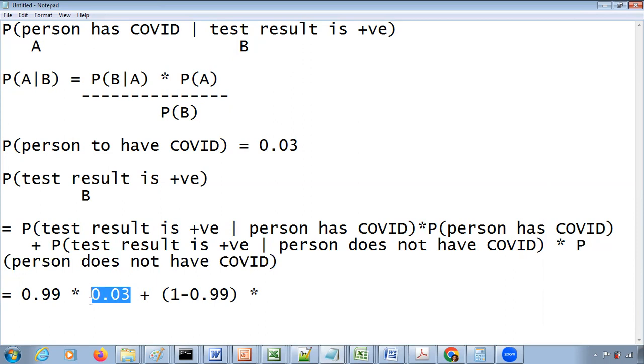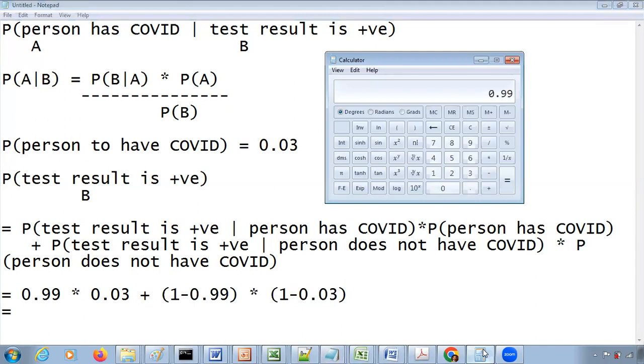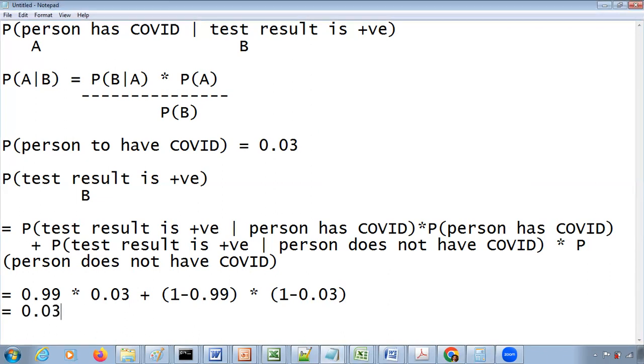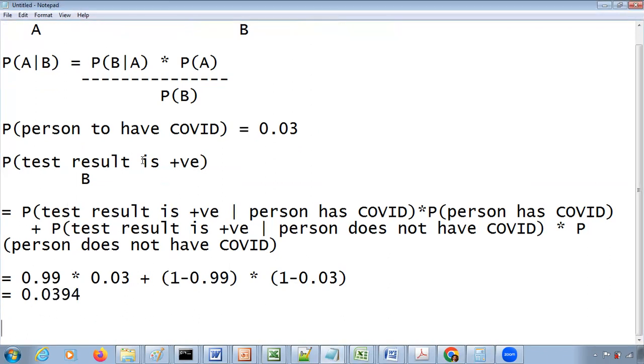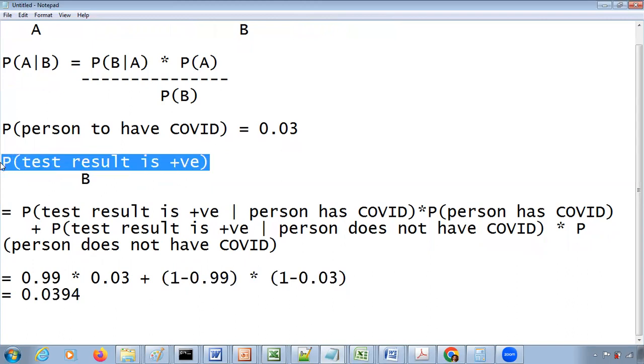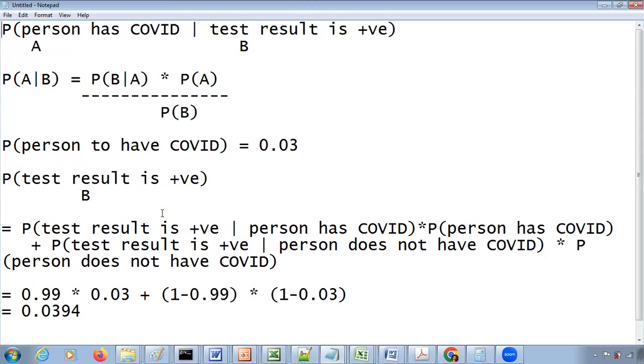The probability that someone has COVID is 0.03, so the probability that someone does not have COVID is 1 minus 0.03. If you compute the value for this, 0.0394 is the probability the test result is going to be positive. So we got all of the terms that we want here.